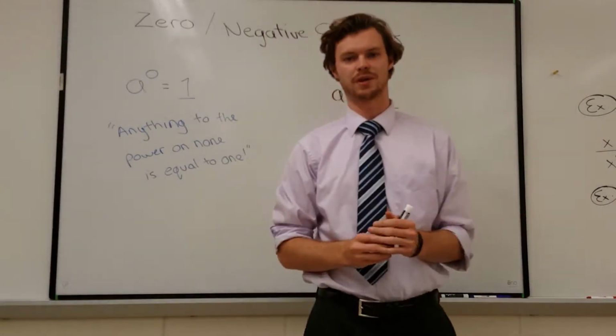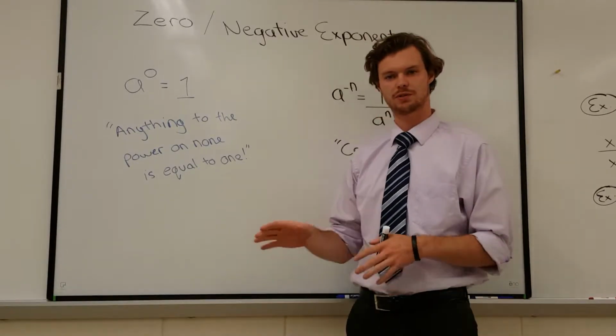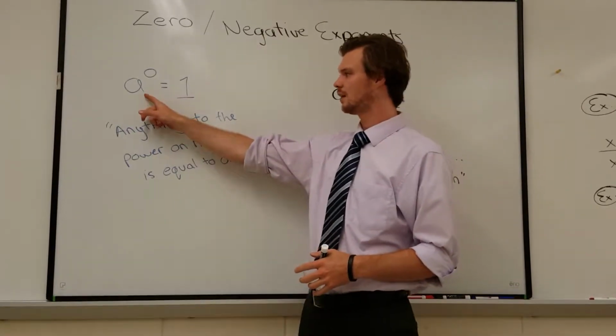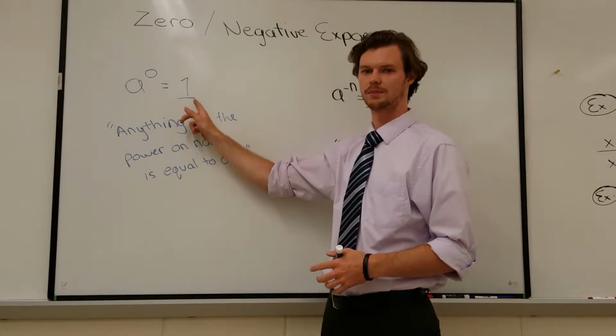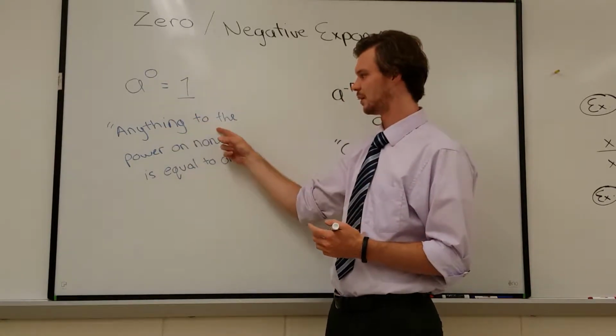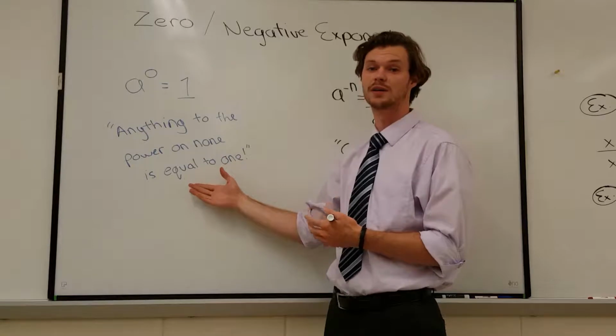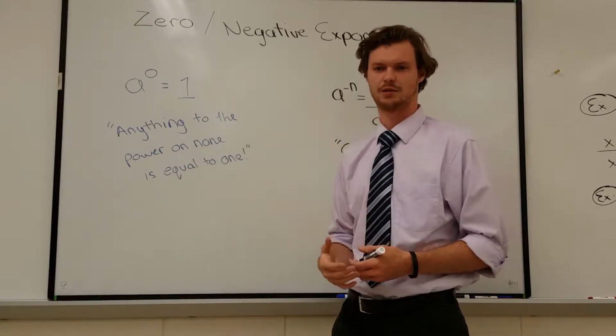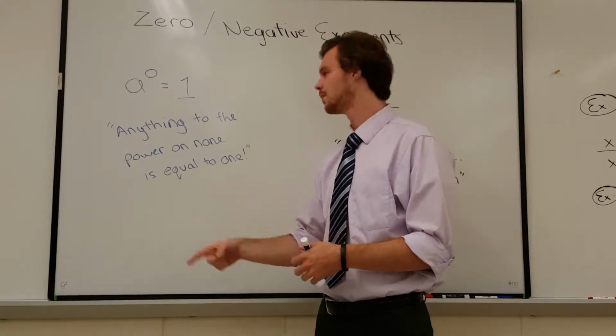All right, so we got part 2 here on zero and negative exponents. So just a reminder of the rules. We had anything to the power of 0 is equal to 1. Or I like to say anything to the power of none is equal to 1, because it rhymes and it's nice, it makes it easy to remember. Power of none equals 1.